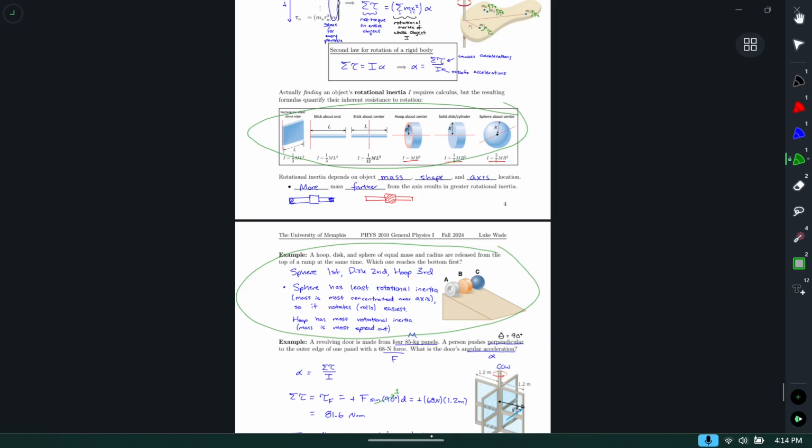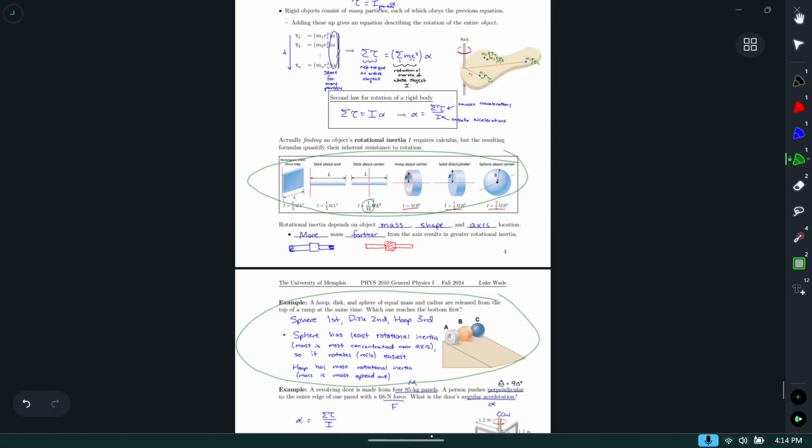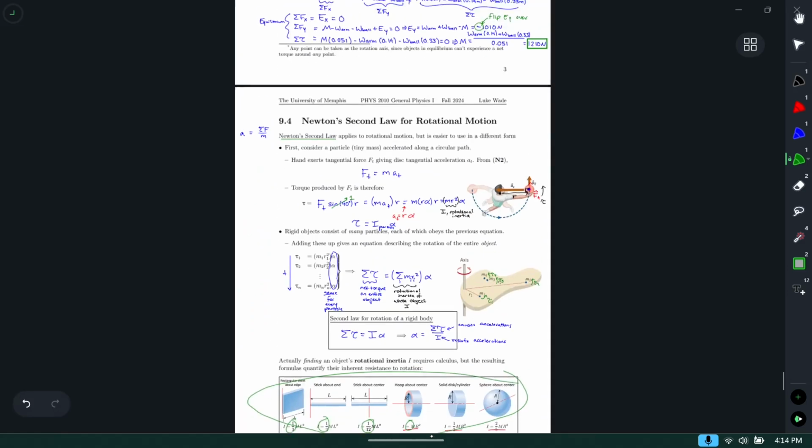How you can tell from the equations is the number out front. Because if you have the same mass and the same radius or length, everything but the number out front is the same. And so the smallest one wins as far as easiest to spin.